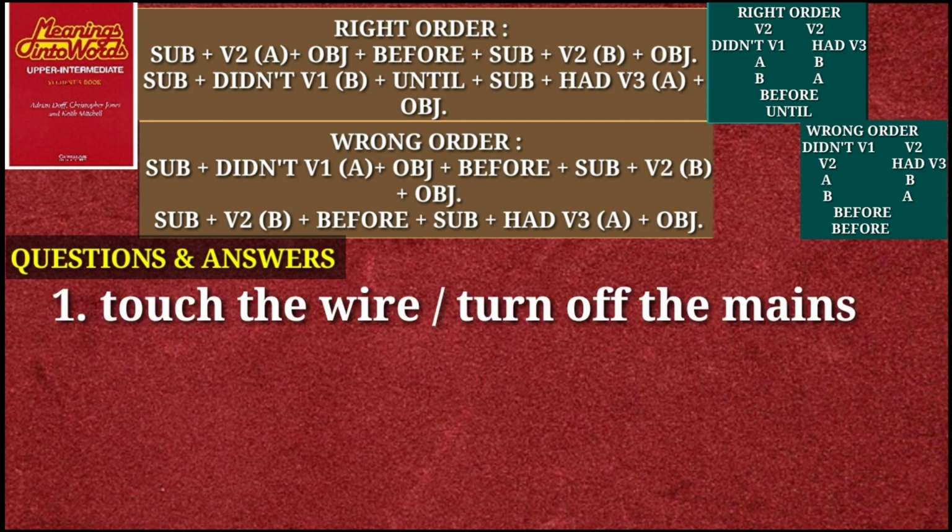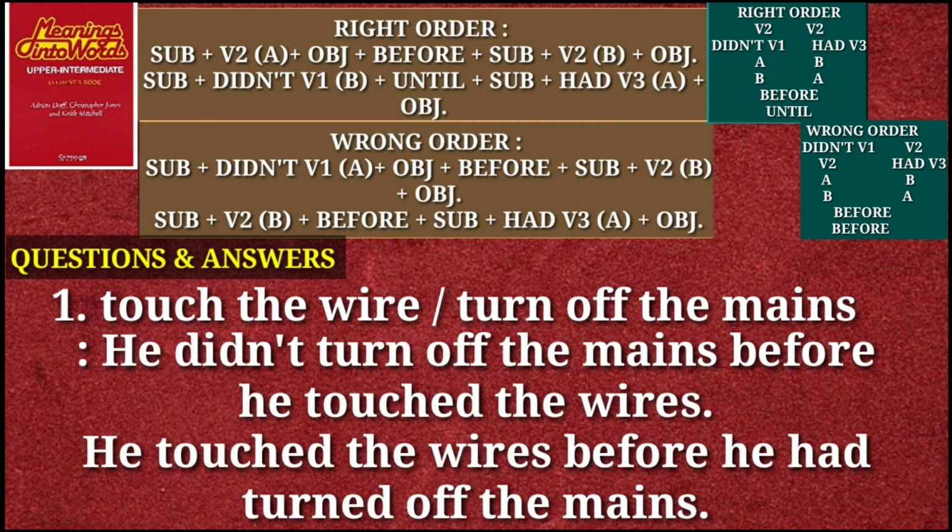Question number 1. Does the wire turn off the mains? Here in this question, touching the wire is the second task done, whereas turning off the mains is the first task done. So this question is in wrong order. And the answer is: he didn't turn off the mains before he touched the wires. He touched the wires before he had turned off the mains.